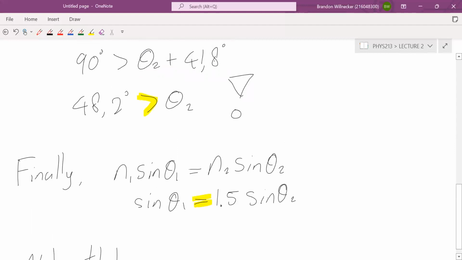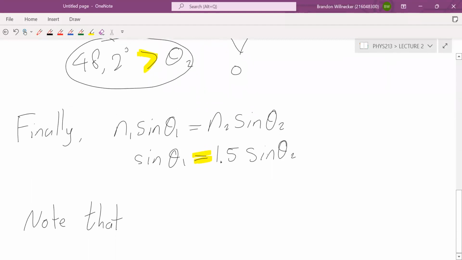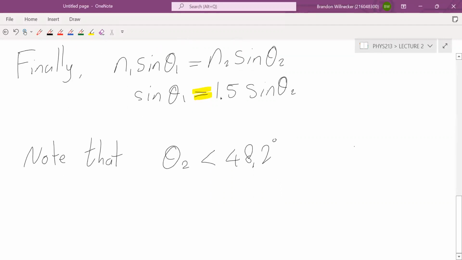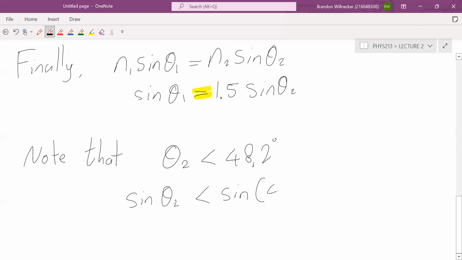Okay, we can start off with this inequality that we had here. Theta 2 is less than 48.2. Okay, we know that. We worked that out before. Now, if we take the sine on both sides, it preserves the inequality, because sine is monotonically increasing. So we have the sine of theta 2 is less than the sine of 48.2 degrees.